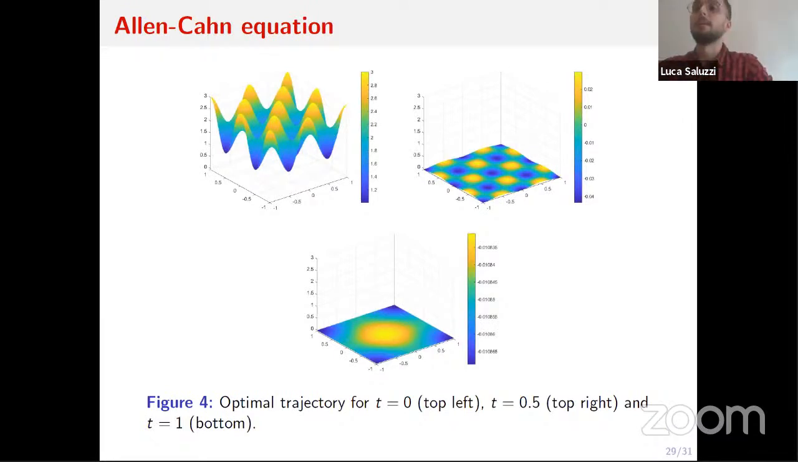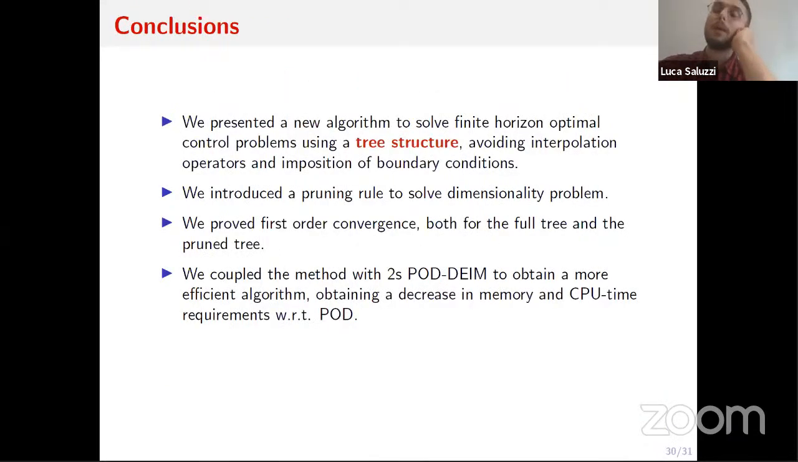Okay, conclusion. What we have presented today is a structure to solve finite horizon optimal control problems. We introduce a pruning rule, which can sometimes solve the dimensionality problem. We prove the first order convergence for both the full and the pruned tree. And finally, we coupled it with the two-side POD.